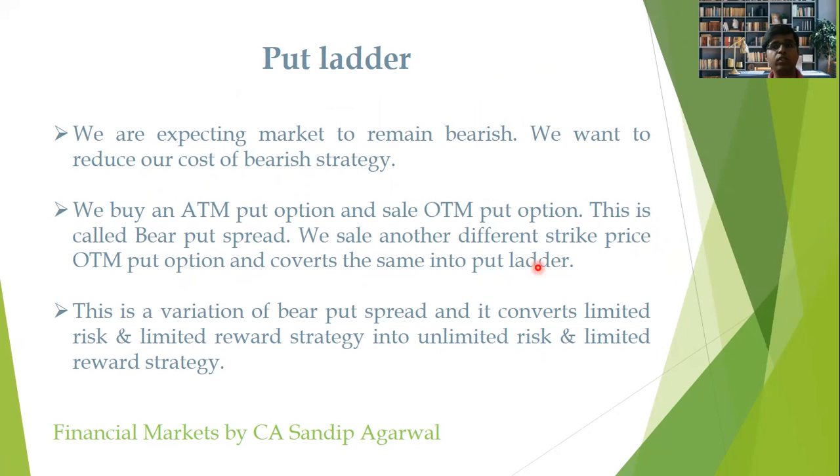Similarly, in the put ratio spread, the person was selling two lots of the same strike, whereas in this case, the person is selling one lot each of two different strike price OTM put options. This is again a variation of the bear put spread, and it converts a limited risk and limited reward strategy into an unlimited risk and limited reward strategy.